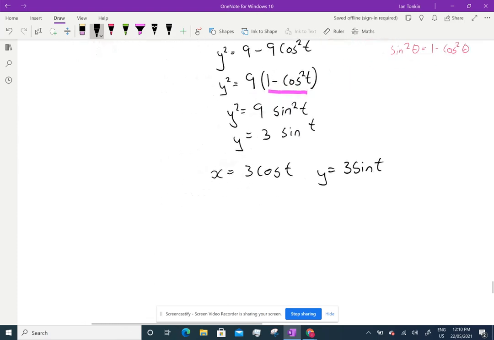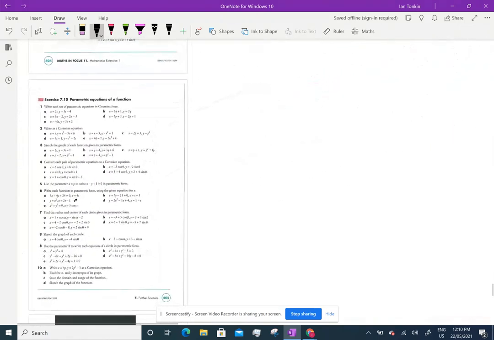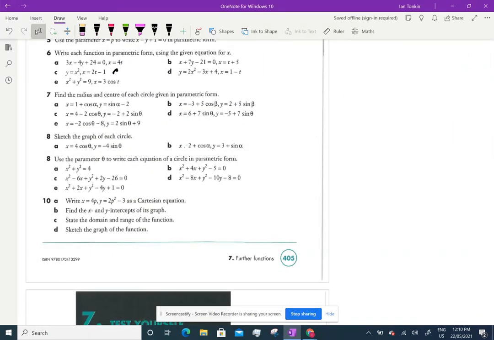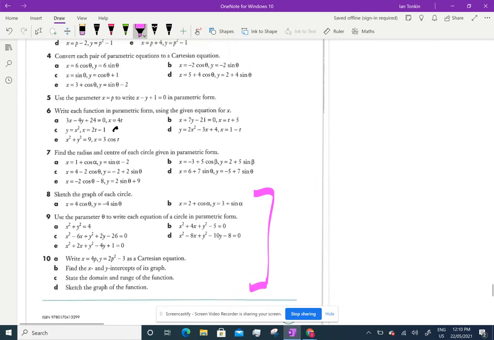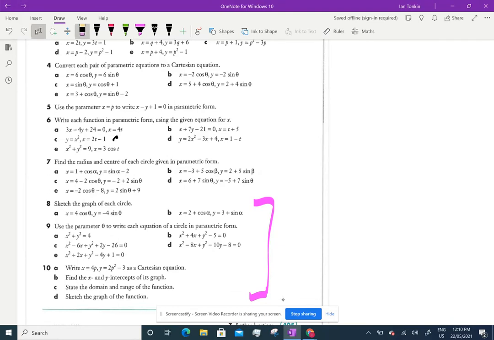I'm not going to do any of the questions 8, 9 and 10. We'll do them in class, but you should be able to sketch them. And we'll be doing most of these in class. If you need to get ahead and you're wanting to come in late to class, you need to at least get up to, say, question 6.